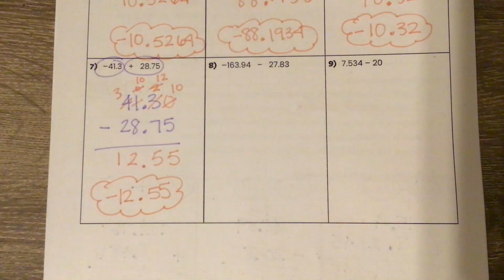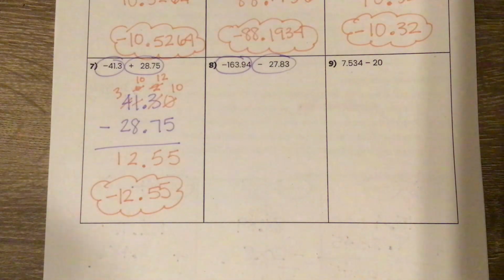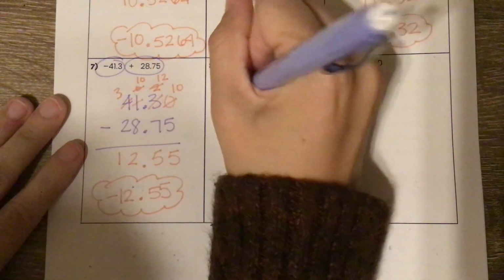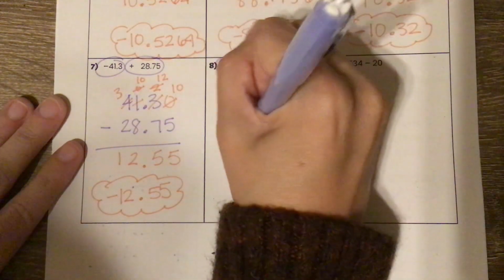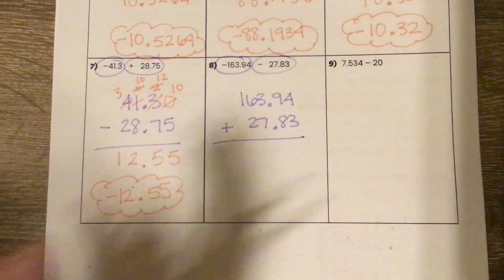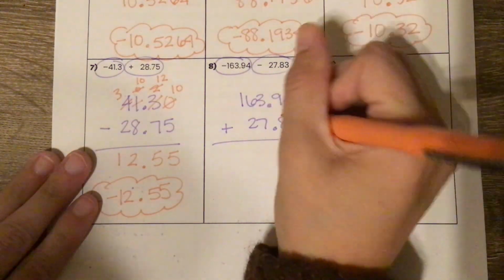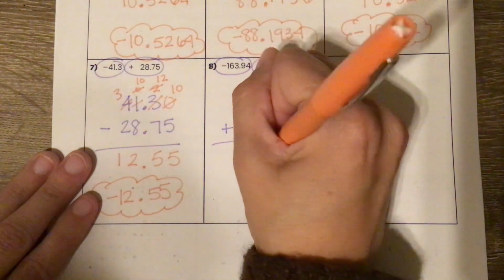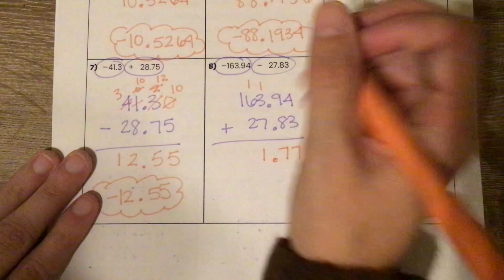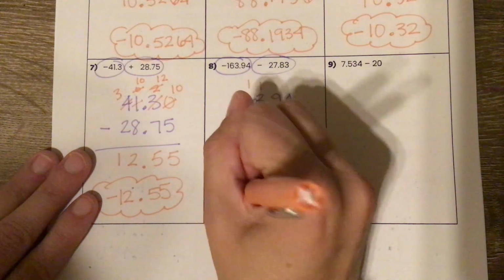Number 8, looking at this, we've got negative 163.94, negative 27.83. They are the same sign, so we are going to find the sum. 163.94 plus 27.83. We don't need to add any zeros, so I'm just going to add. 4 plus 3 is 7. 9 plus 8 is 17, carry the 1. 1 plus 3 is 4, plus 7 is 11, carry the 1. 1 plus 6 is 7, plus 2 is 9, and 1. We were adding negatives though, so our result is negative.